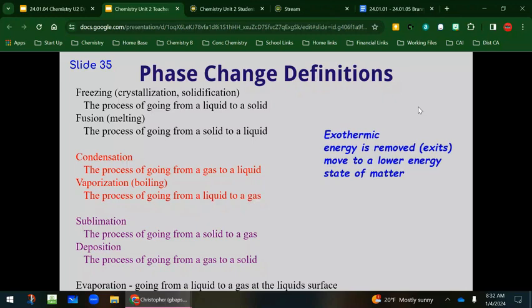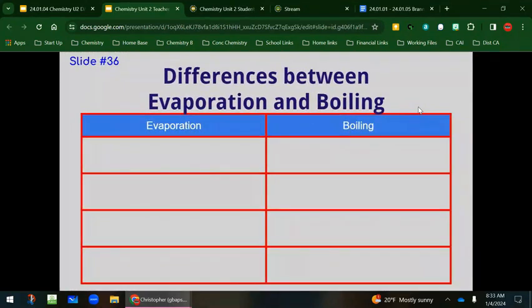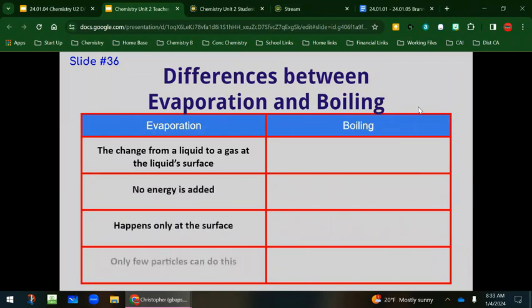Please remember, some of the processes are exothermic, meaning you have to remove energy. Some are endothermic, meaning you have to put energy in. Questions? Let's see what's on the next slide. All right, this will be the last slide we get through today. Differences between evaporation and boiling. Evaporation changes from a liquid to a gas at the liquid surface. No energy is needed. Happens only at the surface. And only a few particles can do this. And I will give you time now to get caught up.